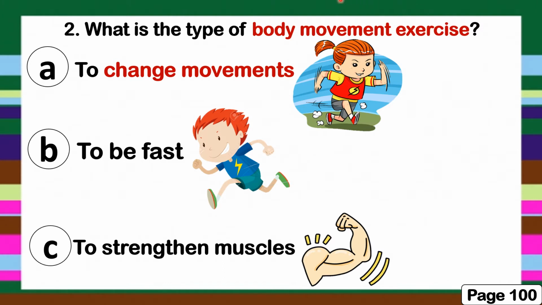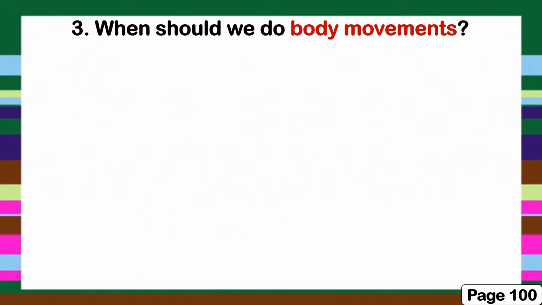So what is the type of body movement exercise? Letter A, to change movements or to improve your movement. Letter B, to be fast. Or letter C, to strengthen your muscles. Now let's move to number 3.